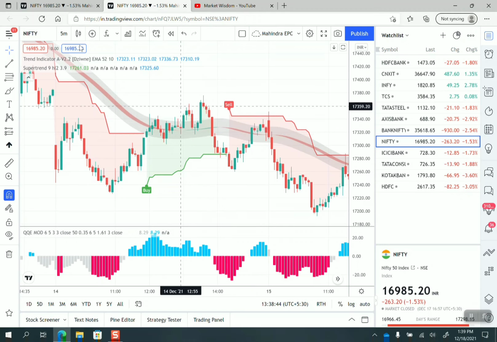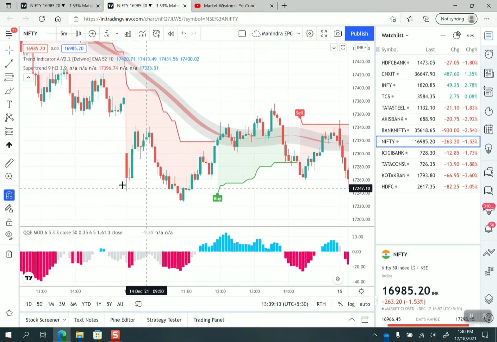I have tested this strategy for a couple of weeks on the 5-minute chart and 15-minute chart. So I would suggest first test this strategy on your own, and then only enter with it. It is a very useful strategy, and very good for scalping opportunities, and it can be used for scripts where a large amount of volume is there, like Nifty, Bank Nifty, or any Nifty 50 stocks. You can use this particular strategy.